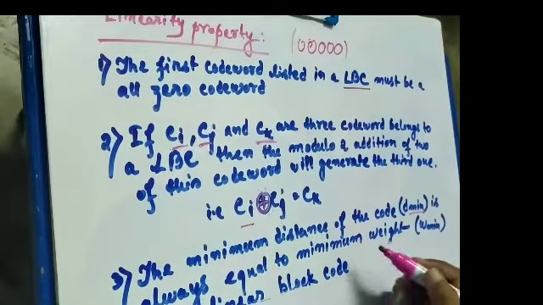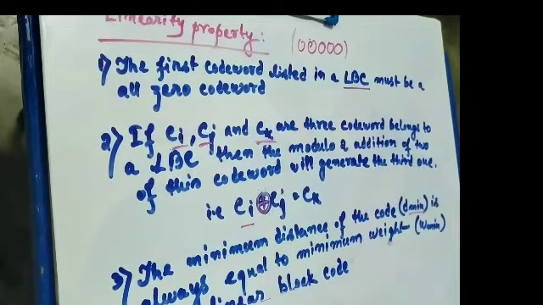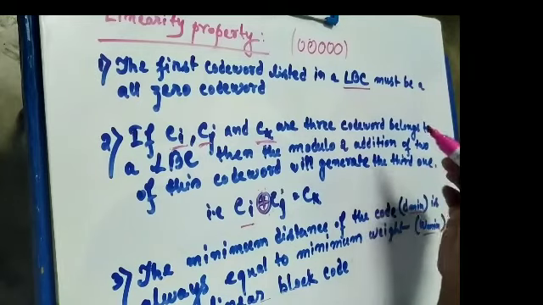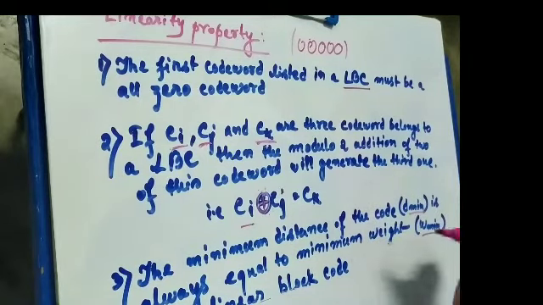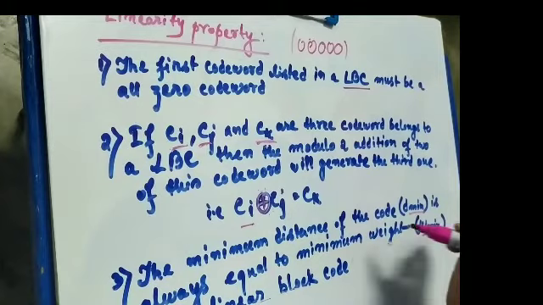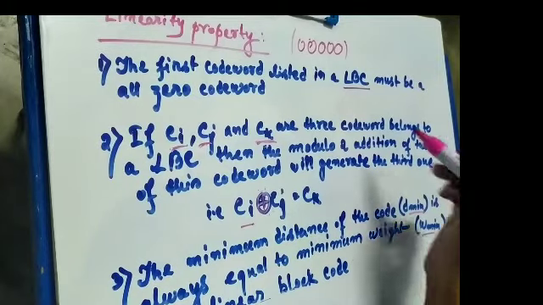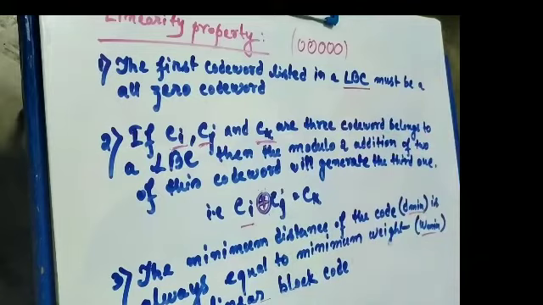This is the second condition. The third condition will be that the minimum distance of the code, d min, is always equal to the minimum weight, w min, of a linear block code. If these three conditions are satisfied, then only can we say the block code is linear. If any of these three conditions is not satisfied, then the code is not said to be a linear block code.